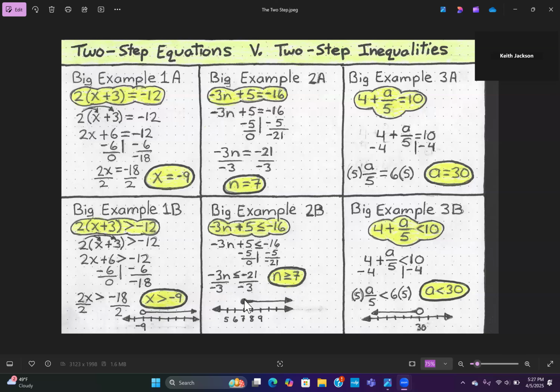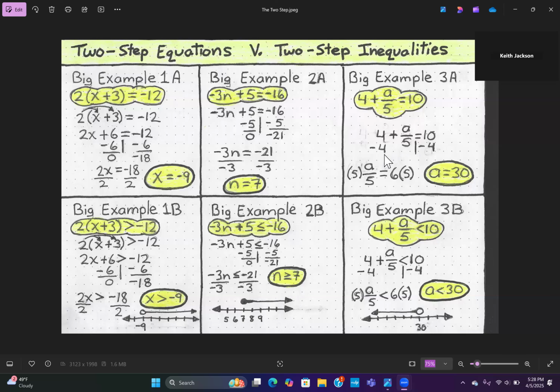And notice that we have a shaded circle because we're using the greater than or equal to sign. This lets us know that it could include 7 and it could be greater than 7. That's why this circle is shaded, as opposed to this circle, which is open right here over the -9 in big example 1b. That's why we have this shaded circle here, again, because we have greater than or equal to.